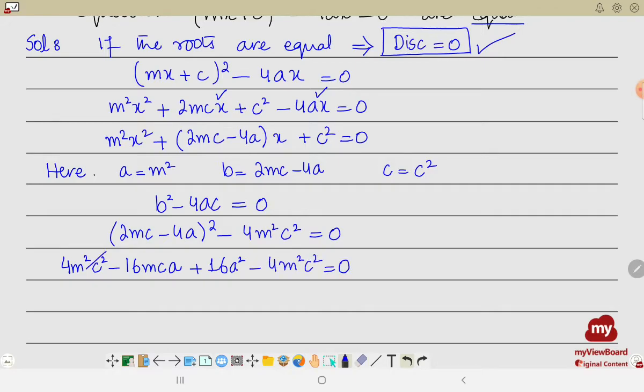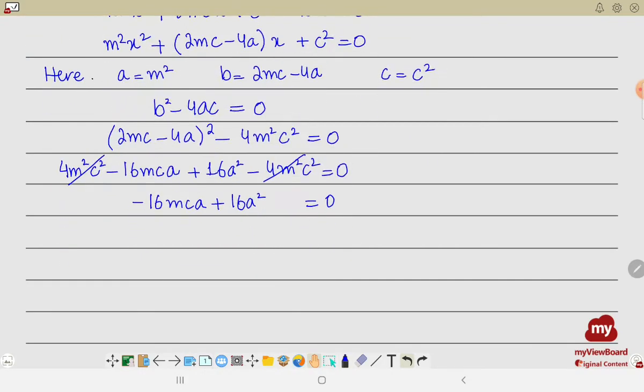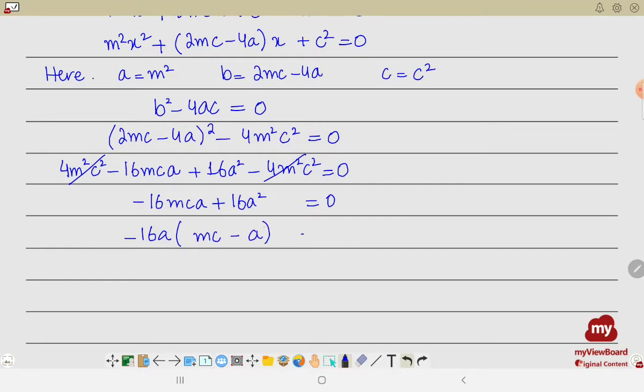From here you can see we can cancel the two terms, and we are left with -16mca + 16a². So from here we can take 16a as common, let's say we take minus 16a common, and we are left with (mc - a) = 0.